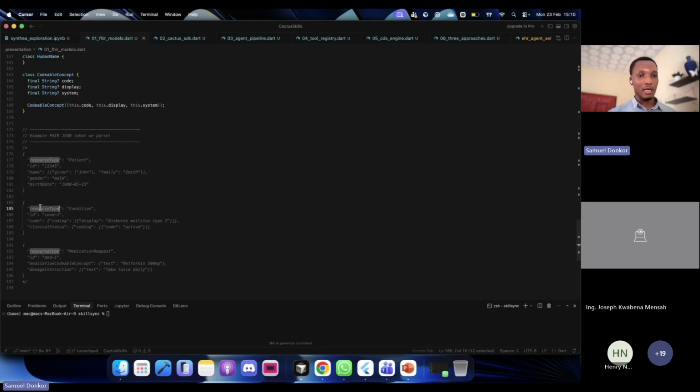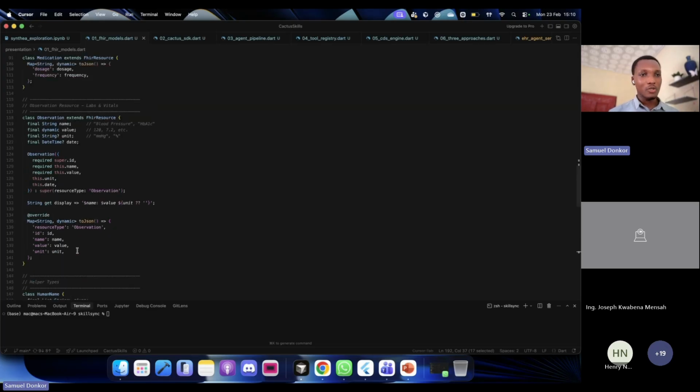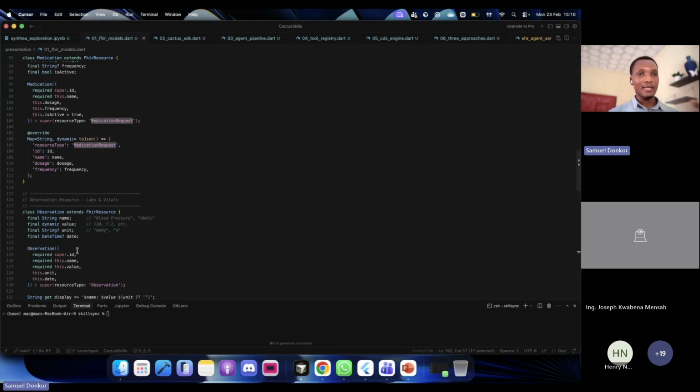And you can actually have a different resource type, condition, right? Which also has an ID, the code, the clinical status. You also have a different resource type, right? Which is the medication request and all that. So I just wanted us to look at just how easy it is to structure your own FHIR data structure and all that, right?